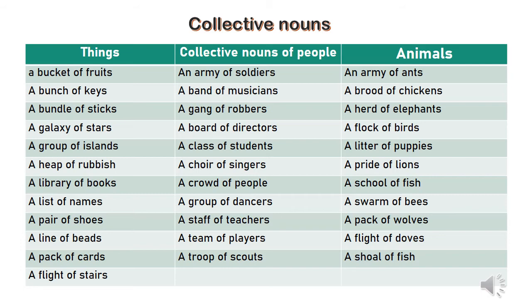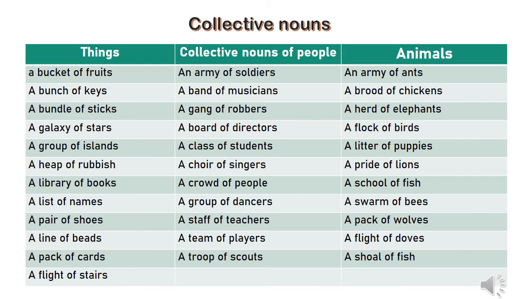There are three types of collective nouns. There are some collective nouns related to things, some collective nouns related to people, and some collective nouns related to animals. These are the three types of collective nouns in this chart. You can read them and understand.